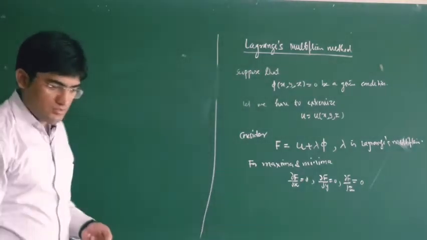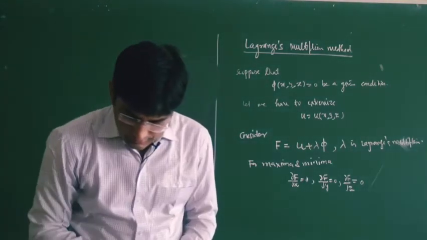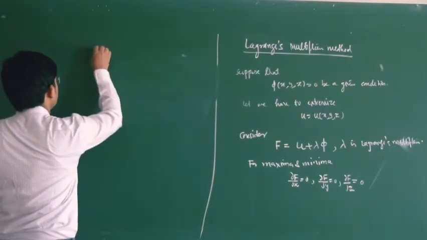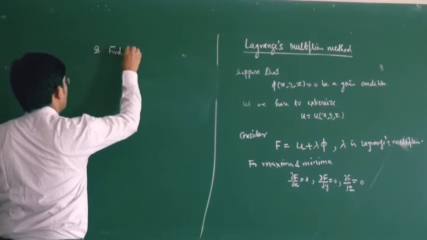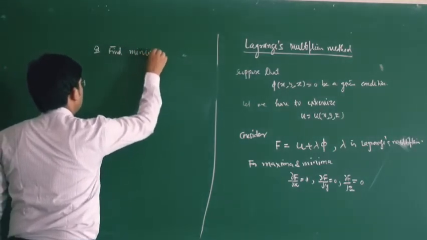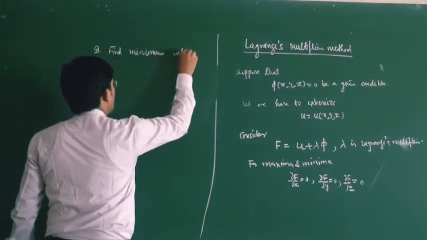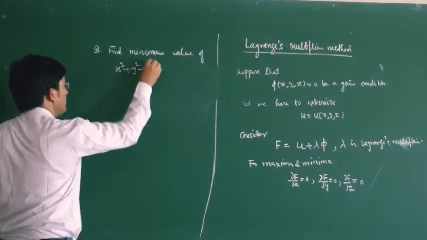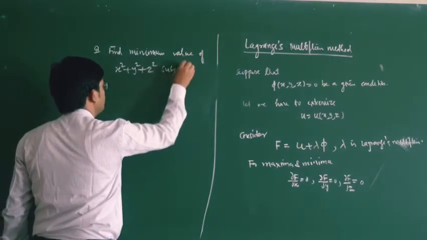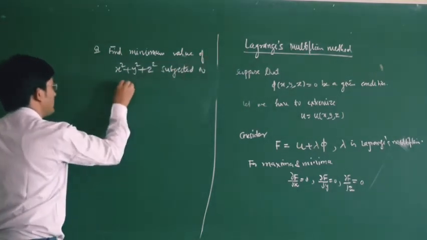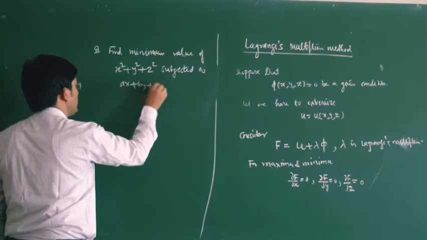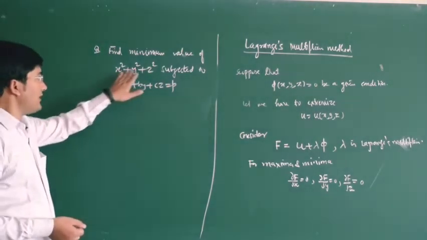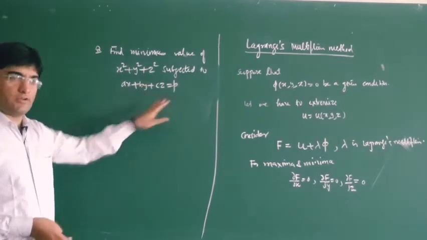So let us solve a few questions related to this Lagrange multiplier method. Question number 1 is: find the minimum value of x square plus y square plus z square subjected to ax plus by plus cz equal to p. So here we will minimize this function with respect to this given condition.